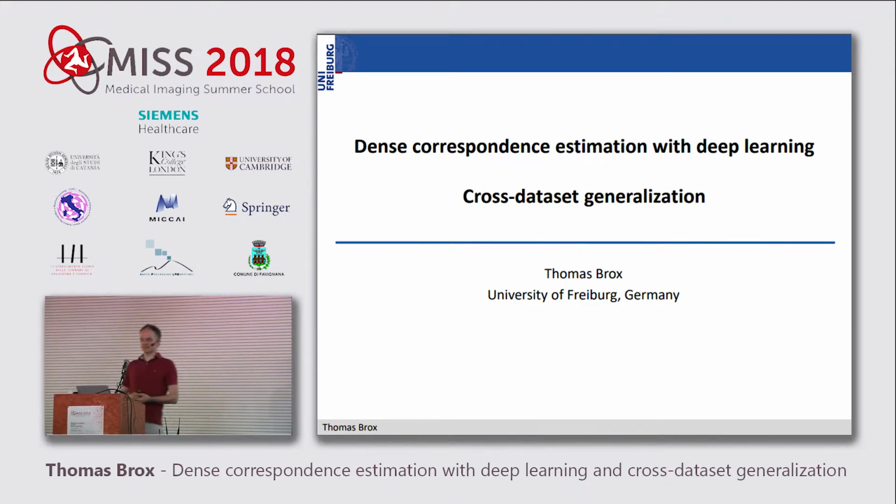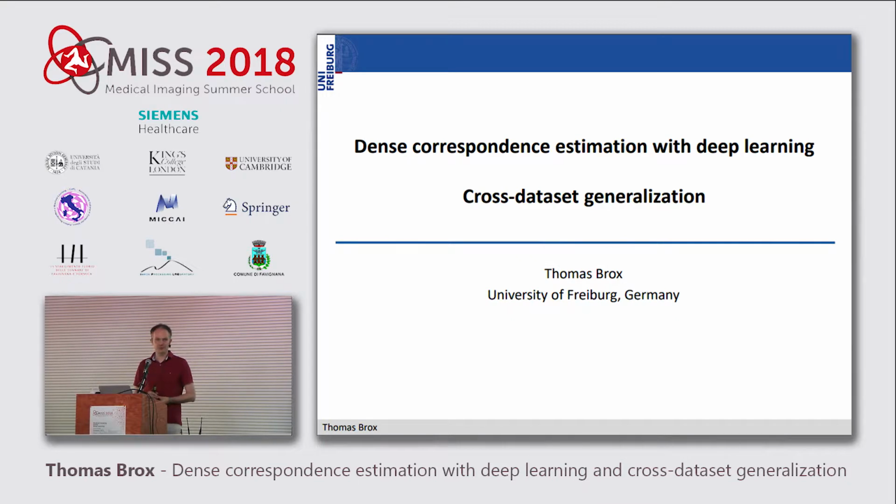My name is Thomas Brox, and I'm a professor for computer vision at the University of Freiburg in Germany. My group is focusing mainly on deep learning for video analysis and 3D vision, but we have also worked a little bit on biomedical imaging, so some of you might know UNet, for example. I will also talk briefly about this today because it will be the basis for what I talk about afterwards. So this lecture will be mainly about dense correspondence estimation with deep learning, and at the end I will also tell you a bit about cross dataset generalization, which is especially interesting in this context of correspondence estimation.